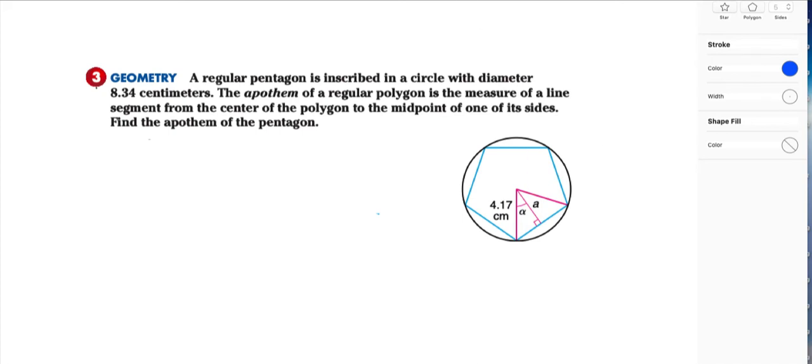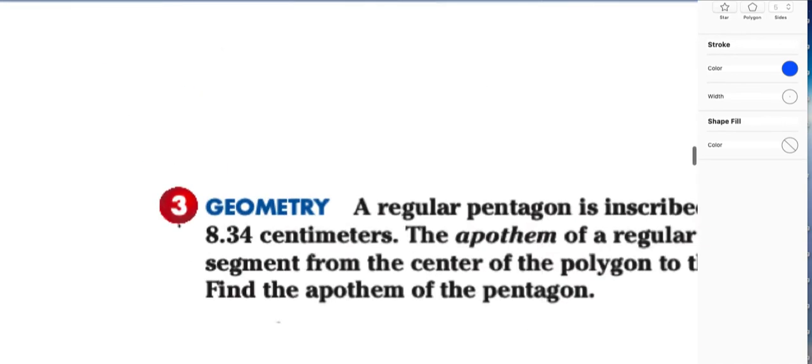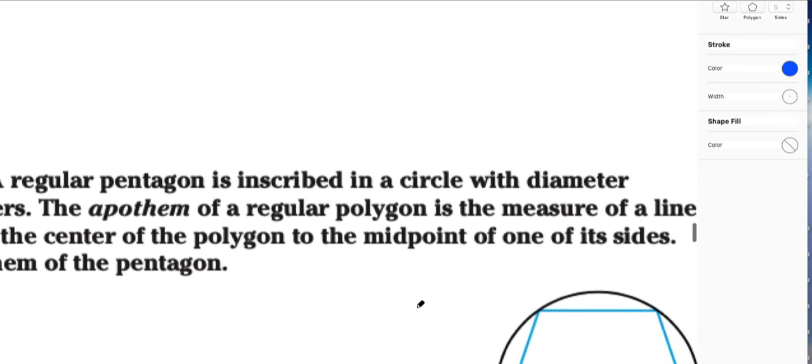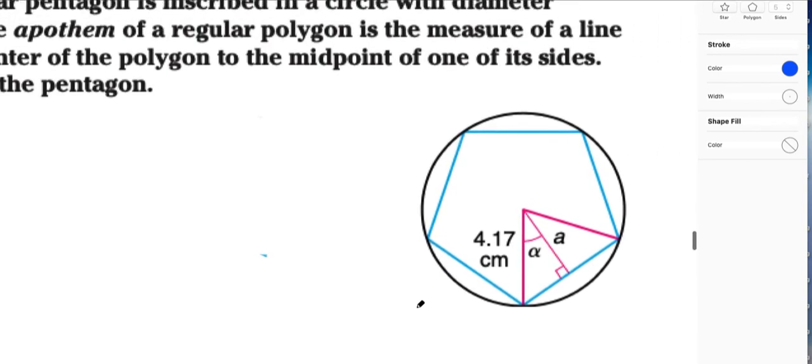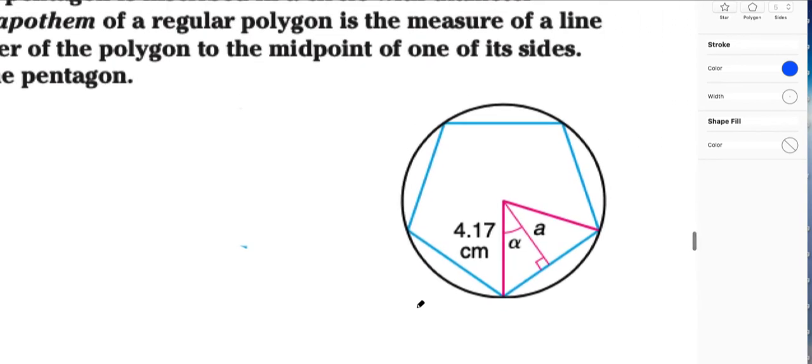I'm going to zoom in a little bit closer for this. Okay, so here we have the situation. We need to find this length here, and I'll highlight that just to keep our focus on what we're looking for, the apothem.